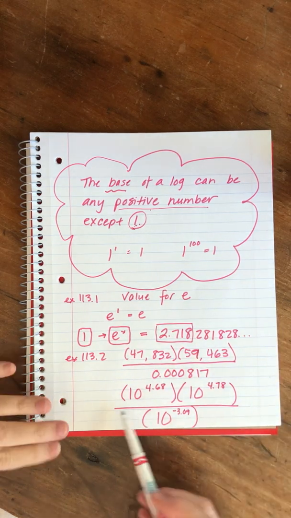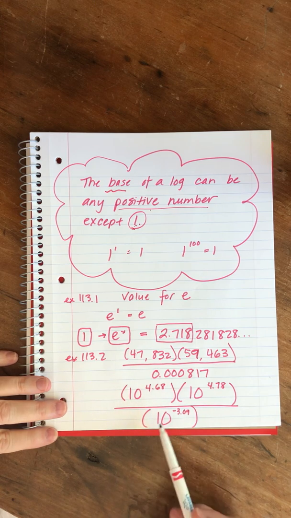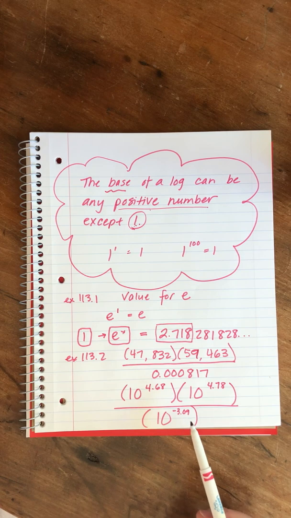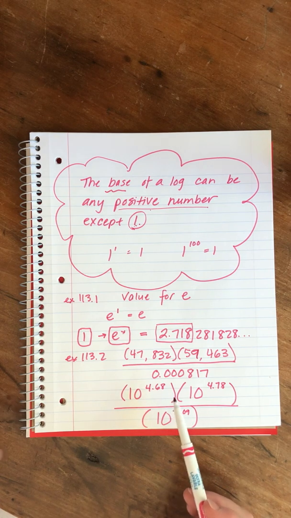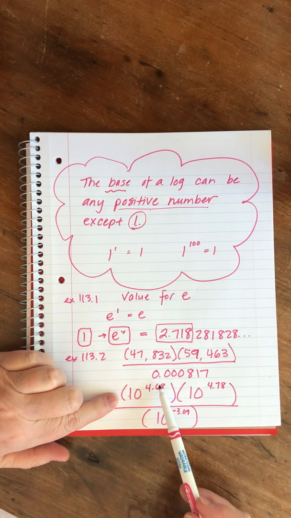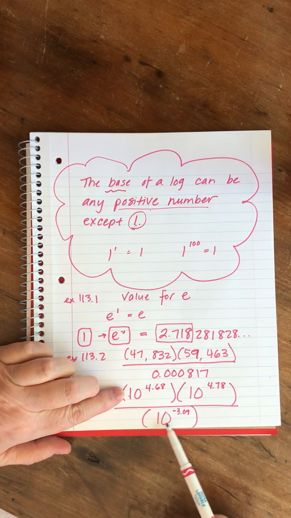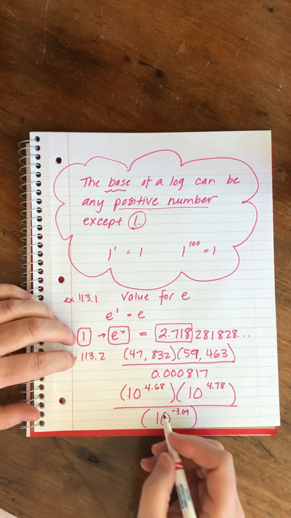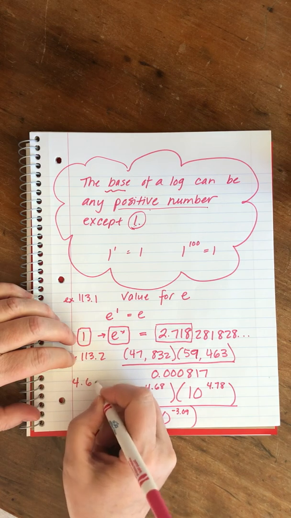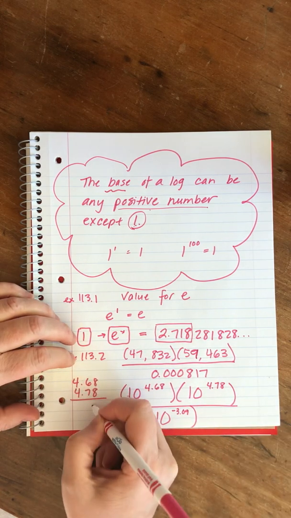All right, so now we have rewritten our fraction using logarithms so that it's a power of 10. Now we have matching bases. Now we can use our rules for exponents. And you remember that when we're multiplying matching bases, we add the exponent. And when we're dividing by a matching base, we subtract. So what this is going to be, I'm going to write it over here, it's going to be 4.68 plus 4.78.